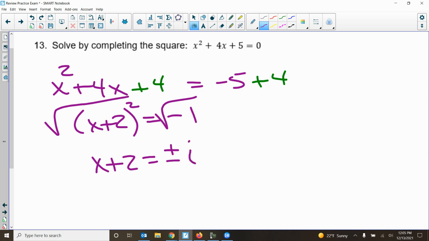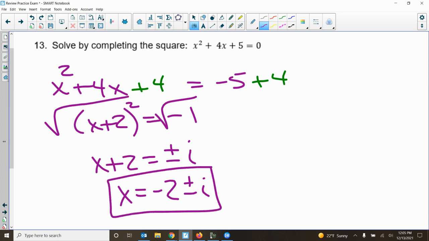All right, so reduce that however you need to. Subtract 2 from both sides. X is -2 plus or minus i.